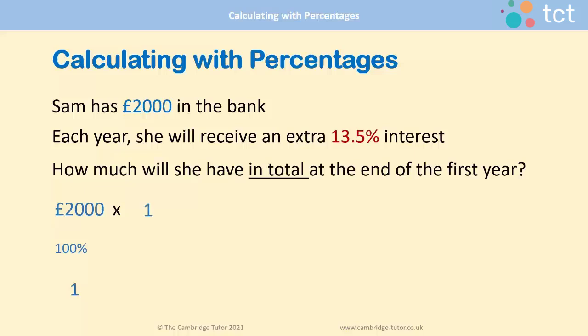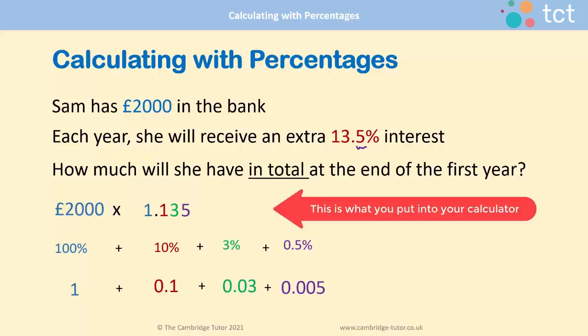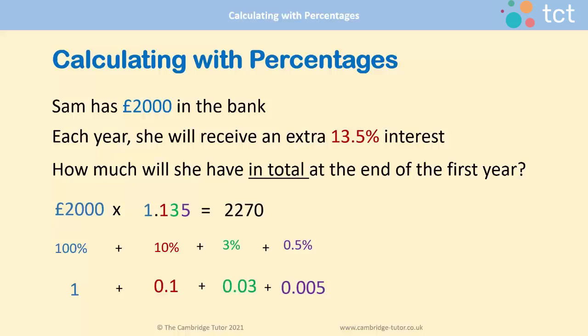So that's 2,000 times by 1. There's the 10%, which is 0.1, and then there's that 3%, which is 0.03, and then there's that 0.5%, which is 0.005. So the calculation here is £2,000 times by 1.135, and in total she will have £2,270 in the account at the end of the first year.